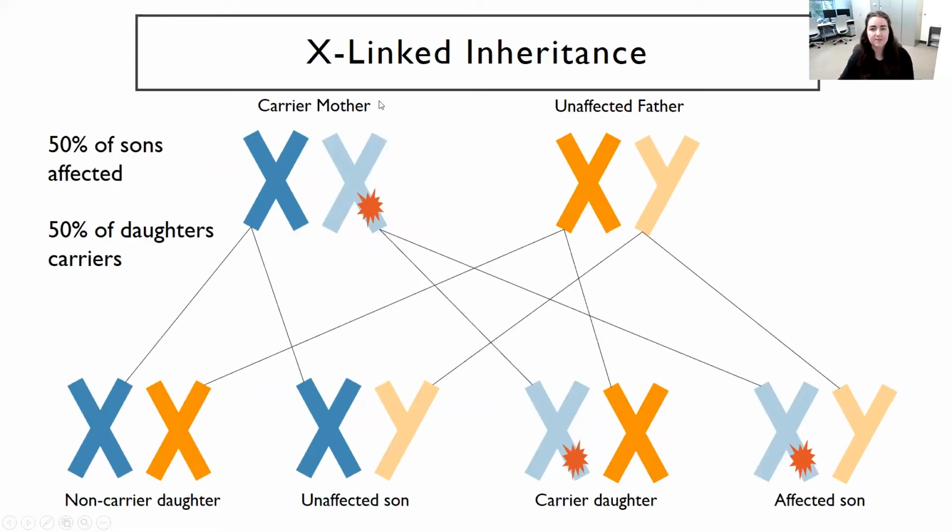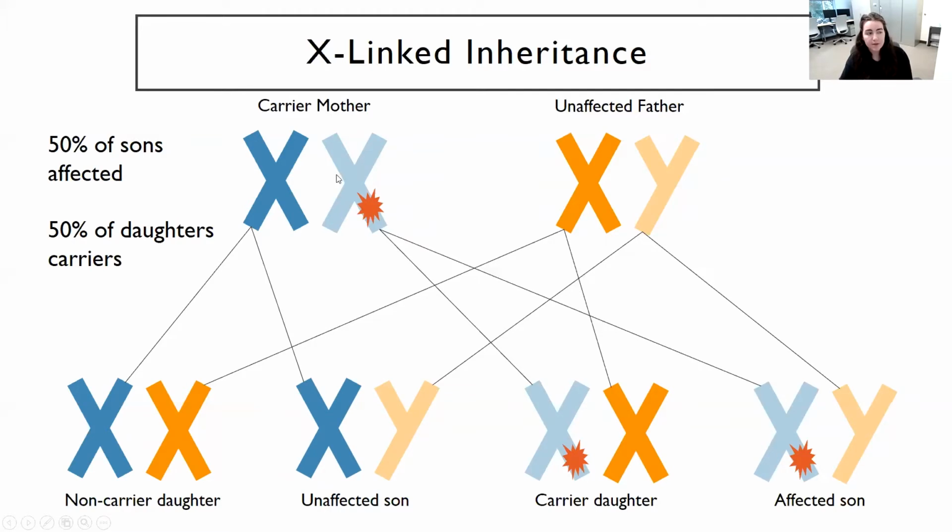So here's an example where a mother is a carrier. Let's say she's a carrier of Becker muscular dystrophy. So one of her X chromosomes has a gene change, the other does not. The father doesn't have any gene changes. He has an X chromosome with no change and a Y chromosome with no change. The father actually determines the sex of a baby. If the father passes down an X chromosome, we're going to have a daughter. And if the father passes down a Y chromosome, we'll have a son.